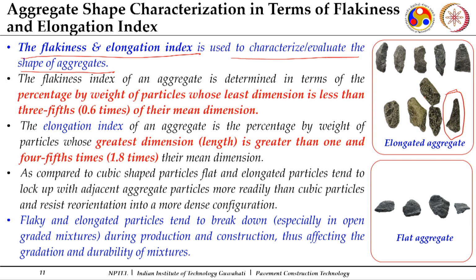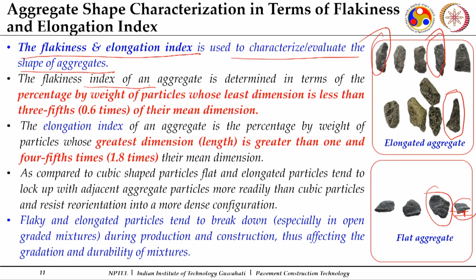Elongated aggregates, you can see, have one dimension quite large compared to the other dimensions. These are elongated aggregate particles. Instead of them, there may be other aggregate particles which are thin enough, where their thickness is quite small compared to their other dimensions. We will not prefer to have elongated aggregates. Now, which aggregate will be called elongated and which will be called flaky, that is the important aspect.